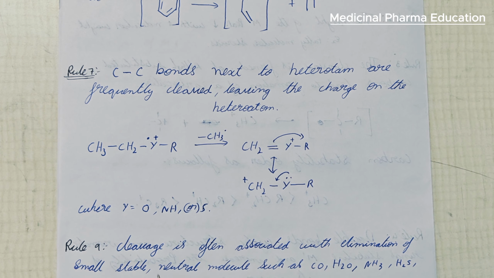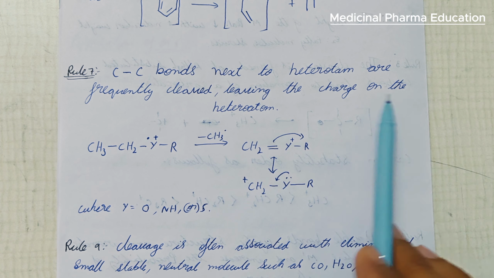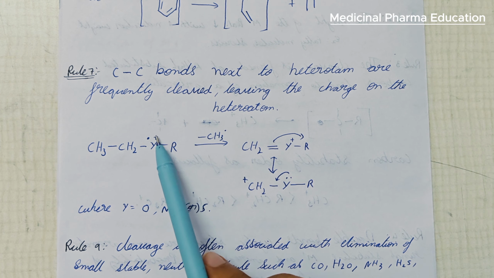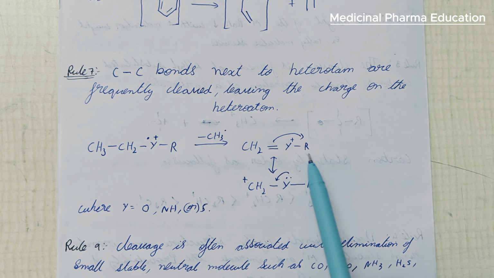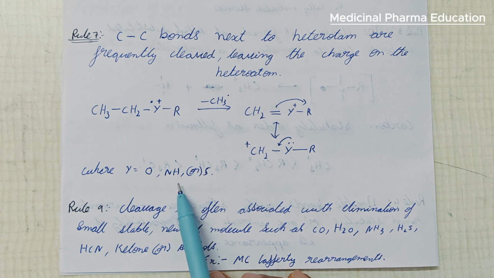See, if a carbon bond is present next to a heteroatom, then a cleavage occurs, leaving a charge on the heteroatom. Here the cleavage occurs here, leaving the charge on the heteroatom. Here Y is oxygen, nitrogen or sulfur.